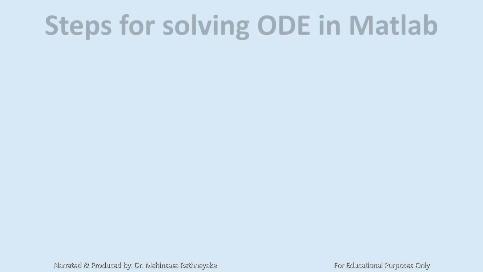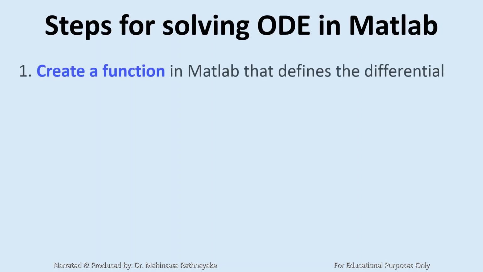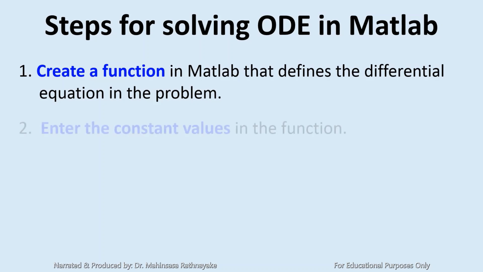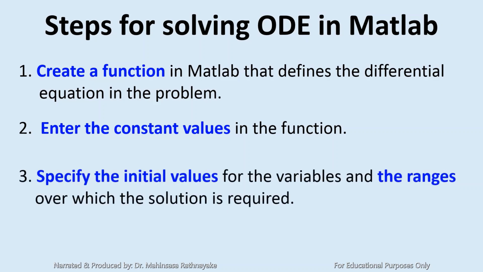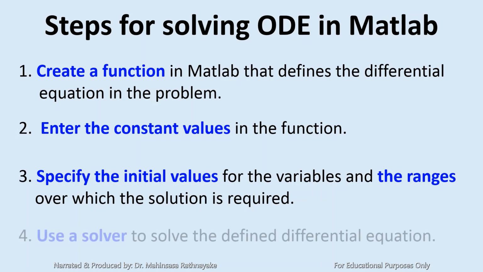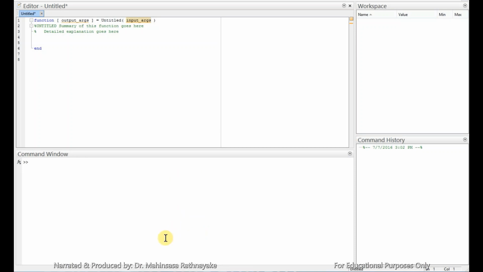So we can provide some important steps for solving differential equations in MATLAB. First, we must create a function in MATLAB in a script file that defines the differential equation in our problem. Then enter the constant values in the function. The third step would be to specify the initial values for the variables and the ranges over which the solution is required. Finally, we can use the solver either in the command window or in a script file to solve the differential equation that we define. Okay, so clear, four steps.